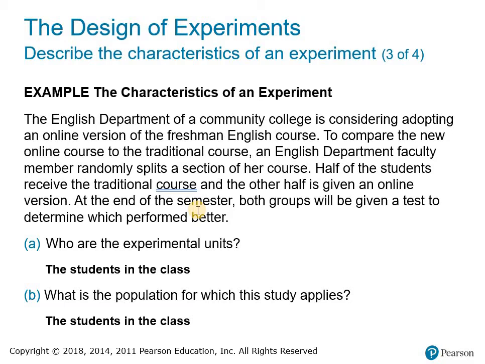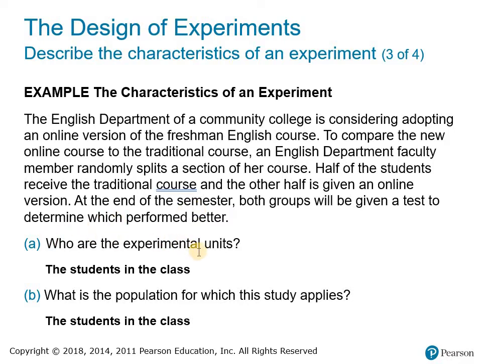Here is an example for the characteristics of an experiment. The English department of a community college is considering adopting an online version of the freshman English course. To compare the new online course to the traditional course, an English department faculty member randomly splits a section of her course. Half of the students receive the traditional course and the other half is given an online version. At the end of the semester, both groups will be given a test to determine which performed better.